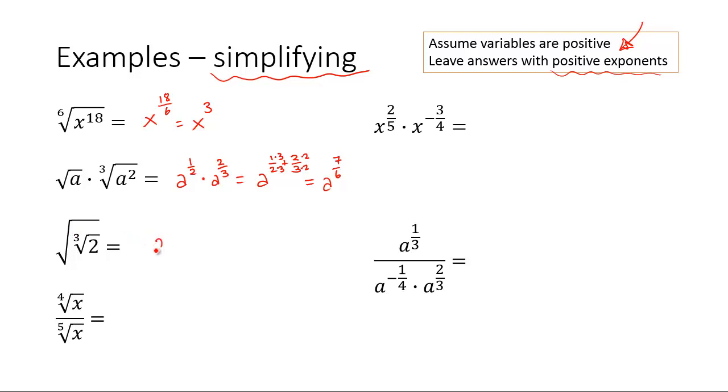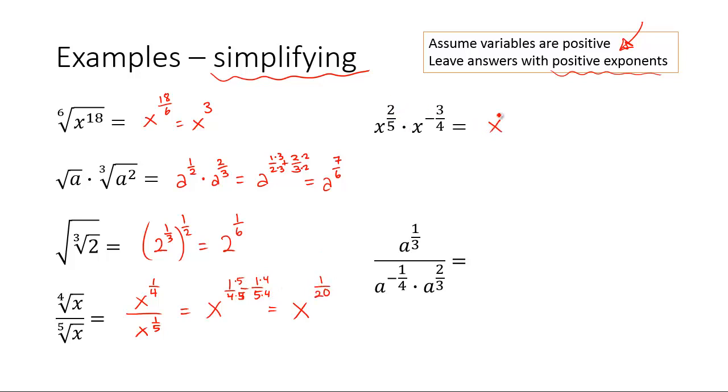Now this is actually 2 to the 1/3 to the power of 1/2. So when we have exponents like that, we want to multiply them. So 1/3 times 1/2 is 1/6. X to the 1/4 over x to the 1/5. When we divide exponents, we subtract them. So you should be trying these out on your own just to make sure you can do it. So that's x to the power of 5/20 minus 4/20 is 1/20.